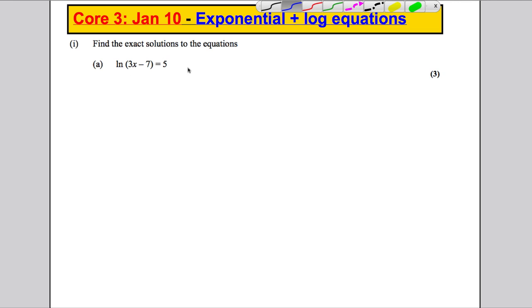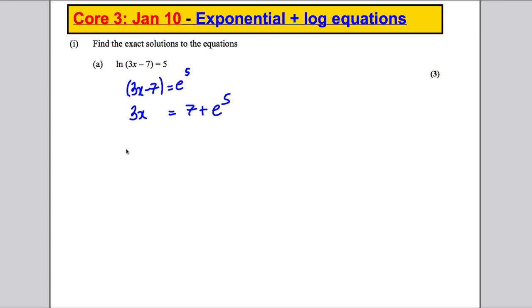You can take exponentials of both sides to get that 3x minus 7 is e to the power of 5. To solve for x, add 7 to both sides and then divide by 3. You may see in the mark scheme this is written as a third, 7 plus e to the power of 5. And you're done.